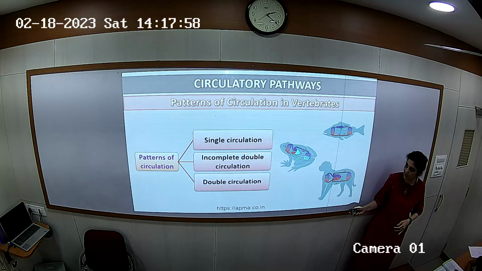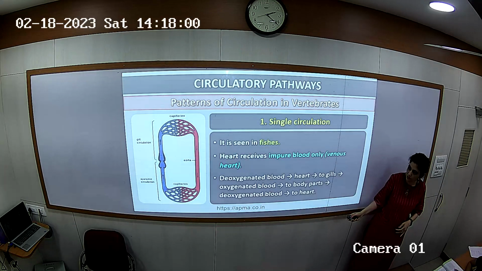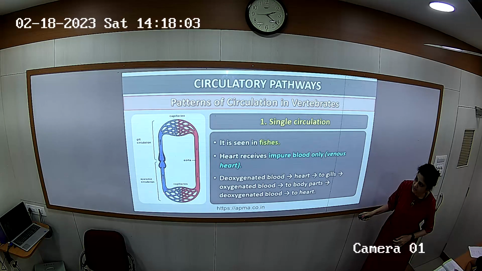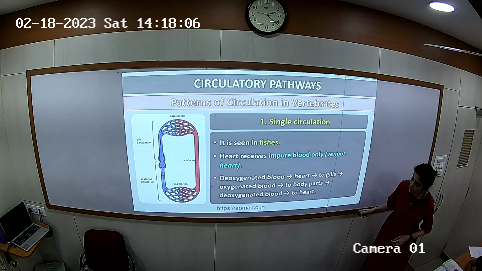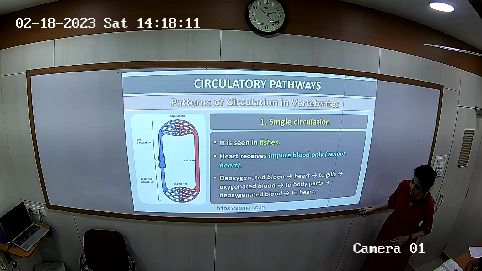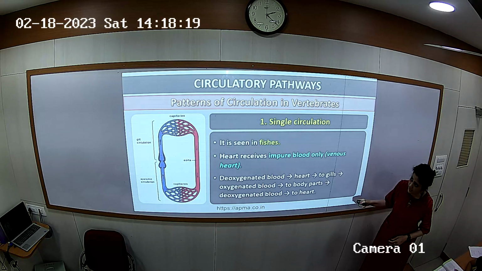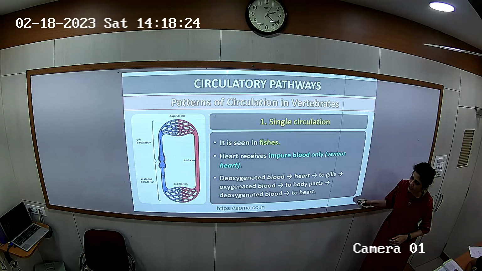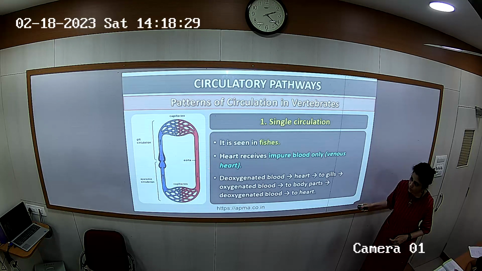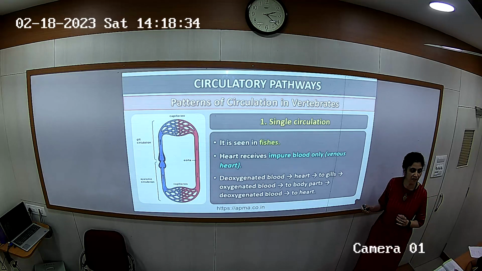Okay? So let's see this in detail now. So this is how, see, this is the systemic circulation. These are the tissues. What happens? Deoxygenated blood enters the heart and deoxygenated blood leaves the heart. It goes to the gills for oxygenation. In the gills, this blood gets oxygenated, and oxygenated blood will leave the gills and go to the tissues. So one single circuit is there. So this is fish circulation.